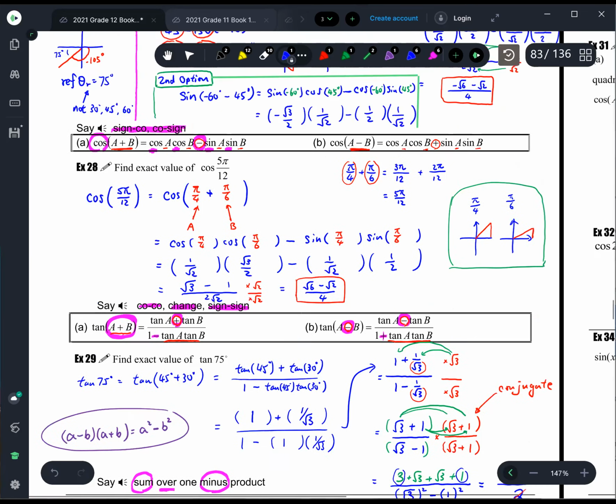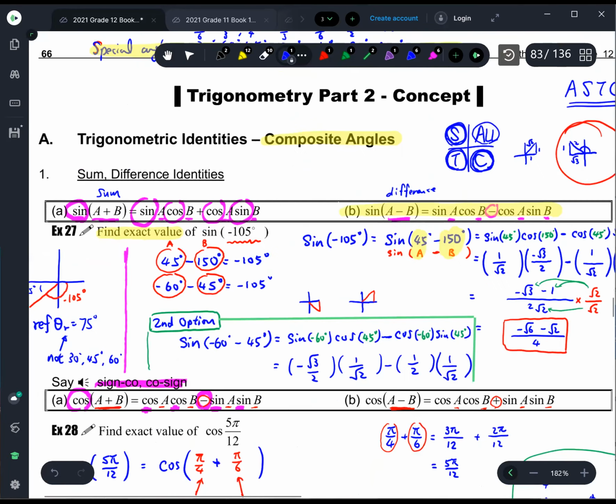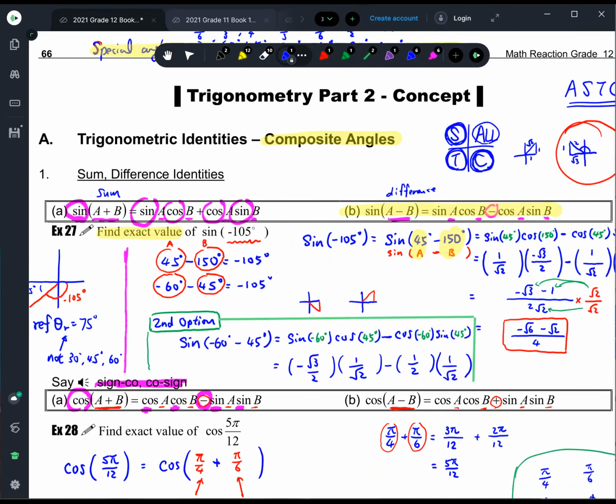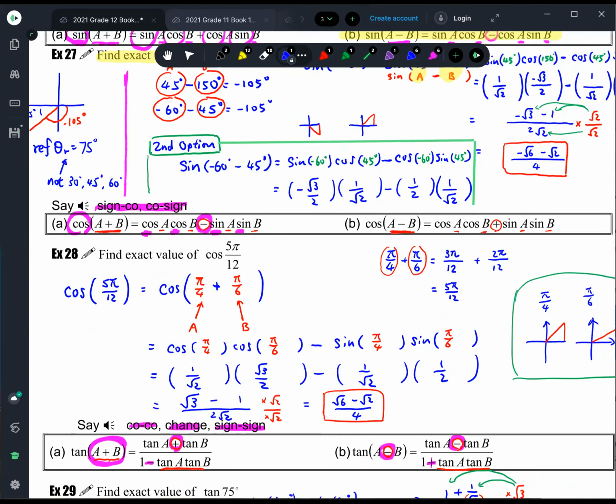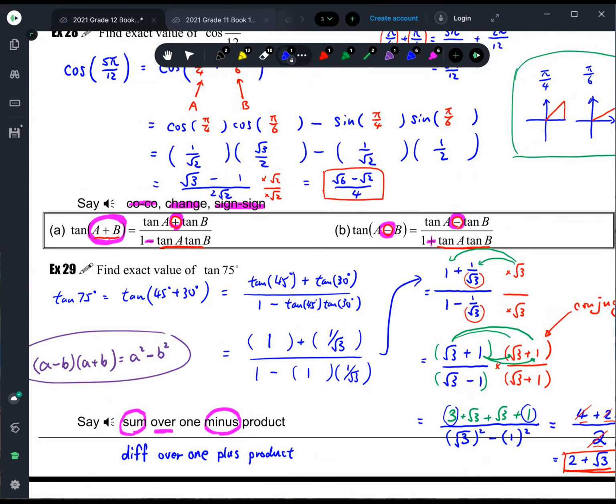Okay, so we'll go over one more time. The top two, sine, sum and difference, sine, cosine. Cosine, sum and difference, change, sine, sine. Tangent sum, sum over 1 minus product. Tangent difference, difference over 1 plus product.